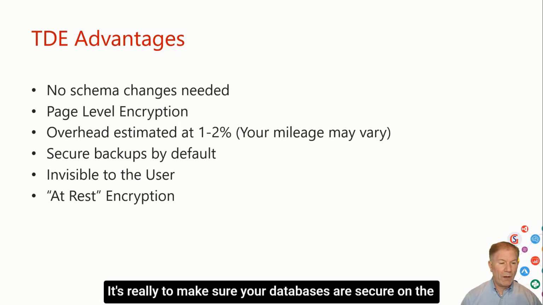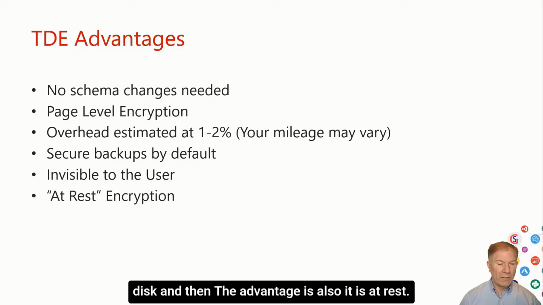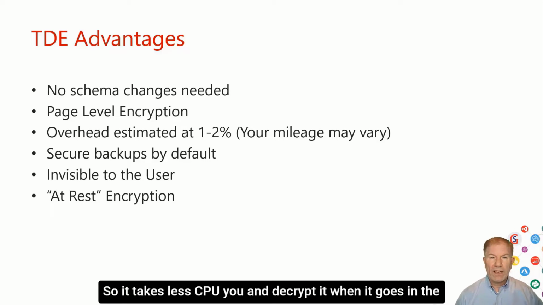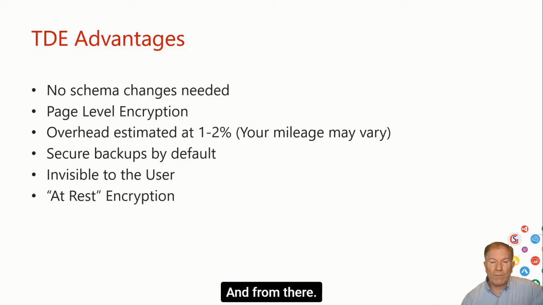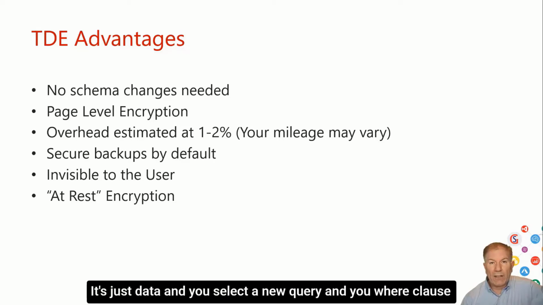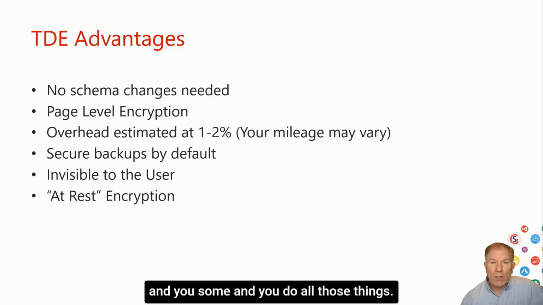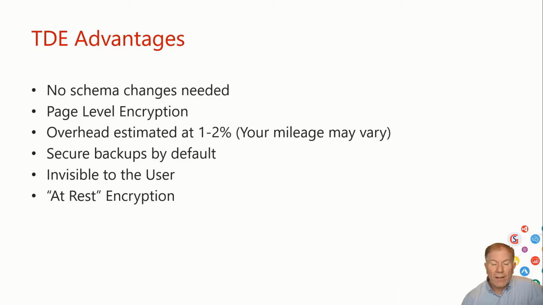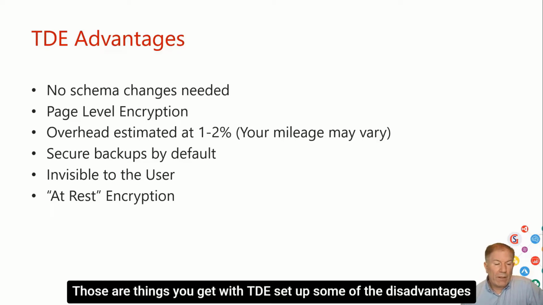It's really to make sure your databases are secure on the disk. And the advantage is also that it is at rest. It is not encrypted throughout the whole system, so it takes less CPU. You decrypt it when it goes in the buffer pool, and from there it's just data, and you select and you query and you use a where clause and you sum and you do all those things. Those are things you get with TDE set up.